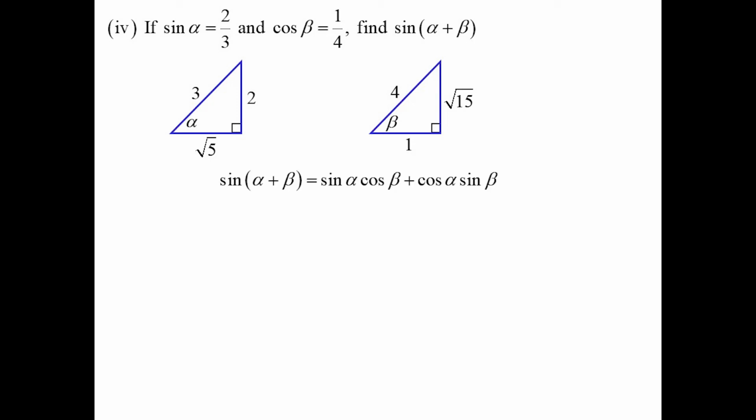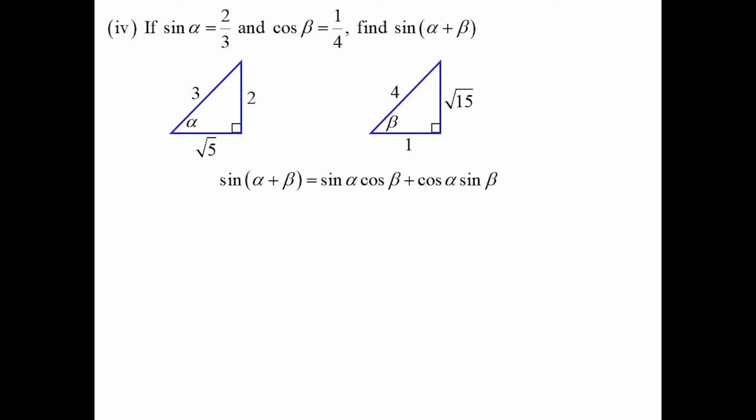Sine alpha is 2/3. Cosine beta is 1/4. Find the sine of alpha plus beta. Well, I'll draw up a triangle for each of those. So there's alpha, work out the other side, root 5. There's beta, a bit of Pythagoras, root 15. Sine, sine, cos, cos, sine. If it's the sine, it's the sine.